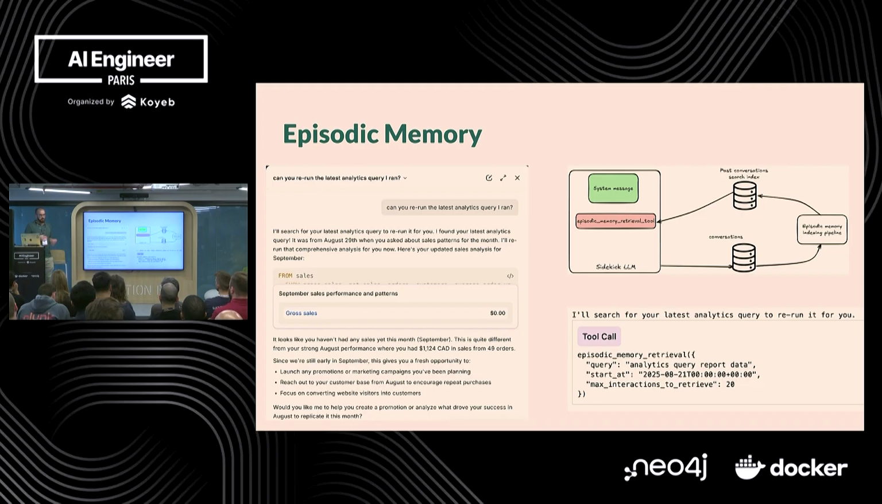So the third type of memory system is episodic memory. And the problem with the previous types of memories that I described before is that both user profile and user preferences are great to personalize the overall experience, but they cannot go into the detail of what happened in the past, right?